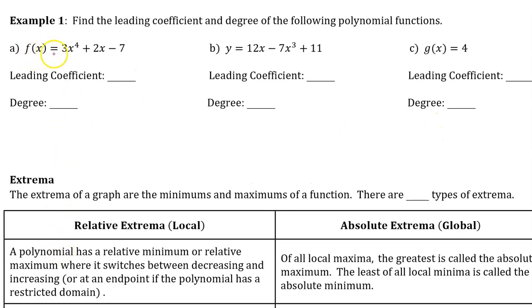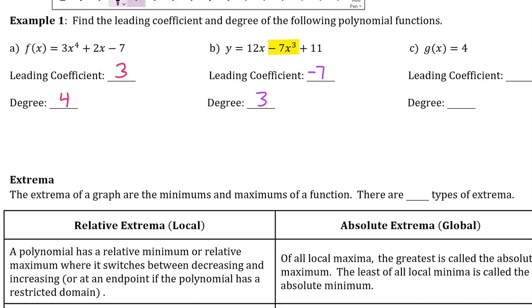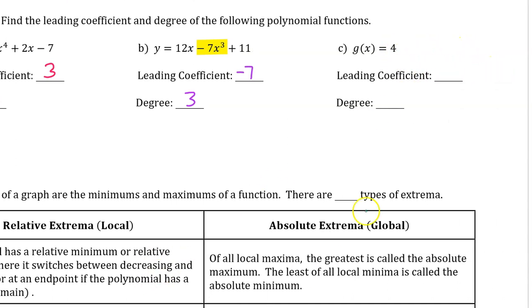For polynomial f of x, the leading coefficient is the 3, and the degree is the 4. For polynomial y, be careful, the leading term is this one because that's the one that has the highest exponent. So the leading coefficient is -7, and the degree of the polynomial is 3. The leading coefficient of g of x is the only coefficient. This constant on the end is the only coefficient, so it must be the leading coefficient.